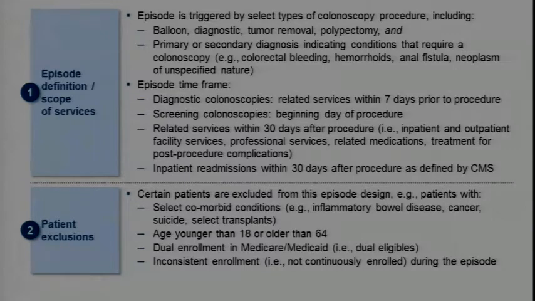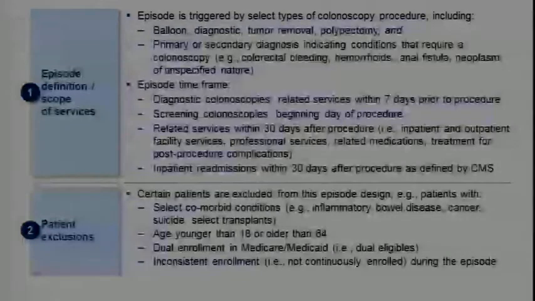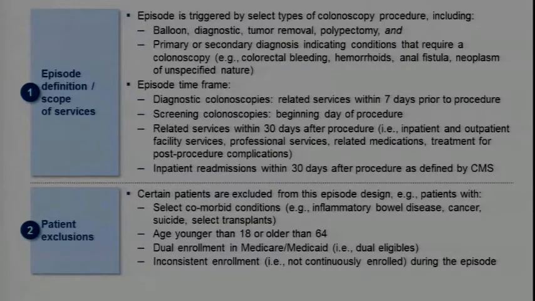On the second box here, you'll see it says patient exclusion. So as Bill mentioned before, there are many patients excluded. We will go through the list in more detail. This is one substantive area where we would really like your feedback as well. You'll see the first sub-dash here: patients with select comorbid conditions are excluded. There's an example here of IBD, some cancers, transplants, etc.